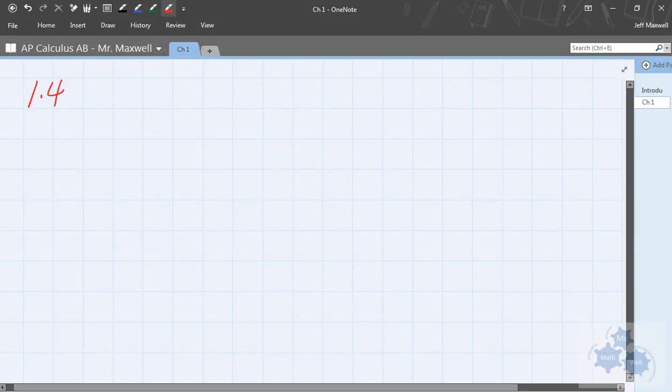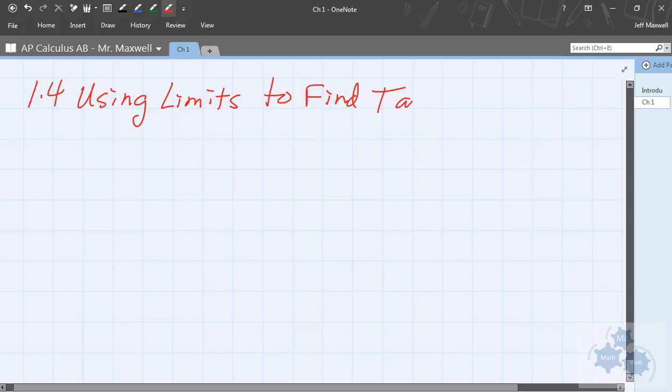So section 1.4, this is really important. Probably the most important section in chapter 1. Using limits to find tangents.